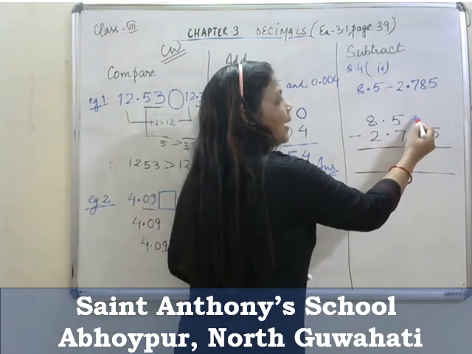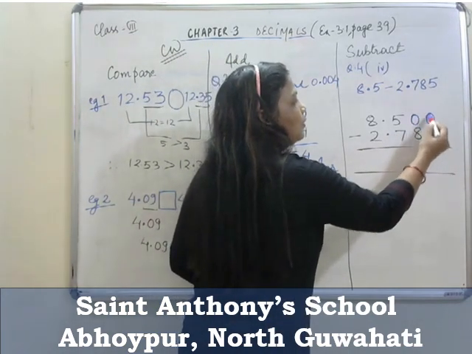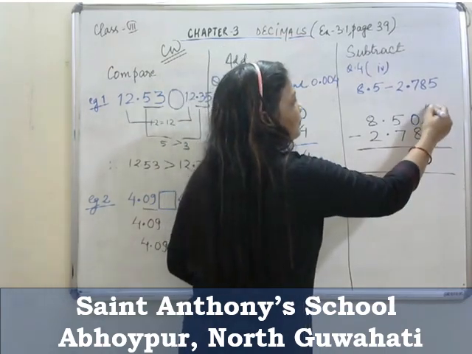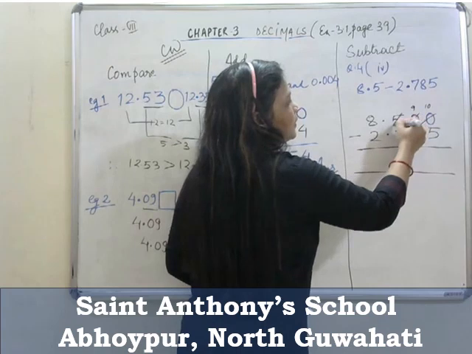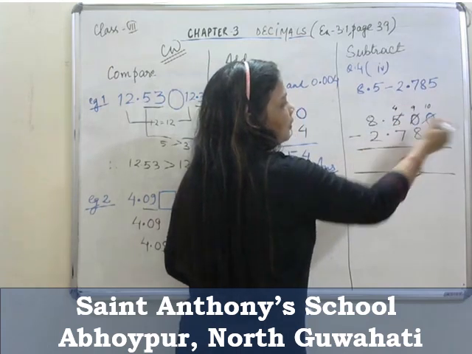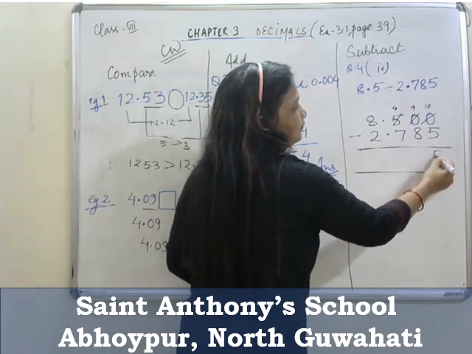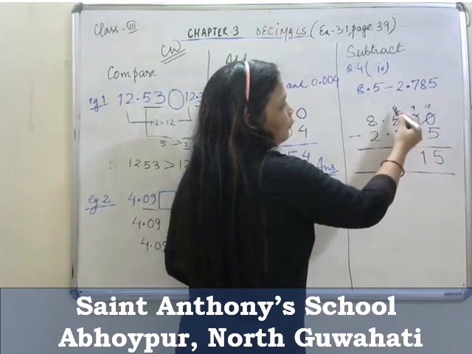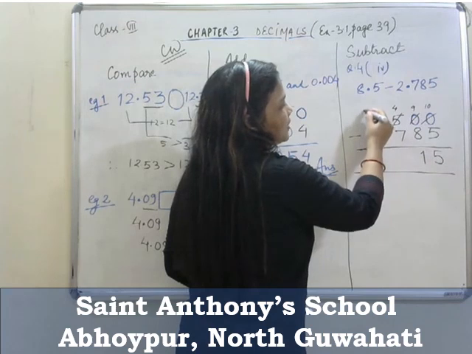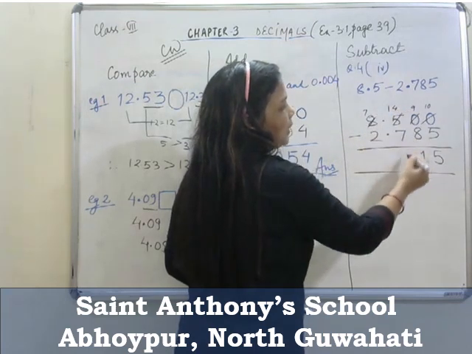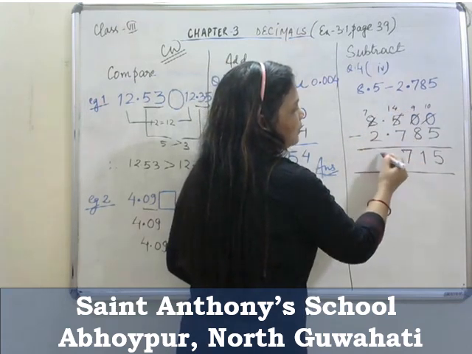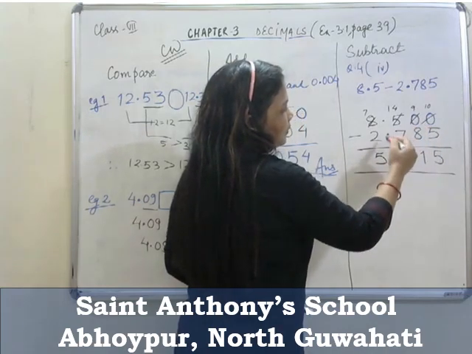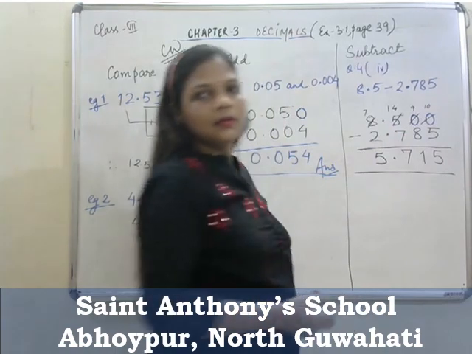So I will add 1 zero here and 1 zero here. Let us do the subtraction. Now this is 10, this is 9, this is 4. So 10 minus 5 is 5. 9 minus 8 is 1. 4 minus 7 I cannot do. So this is 7 and this is 14. 14 minus 7 is 7. 5.715. Let me check. Yes, correct. Is it clear?